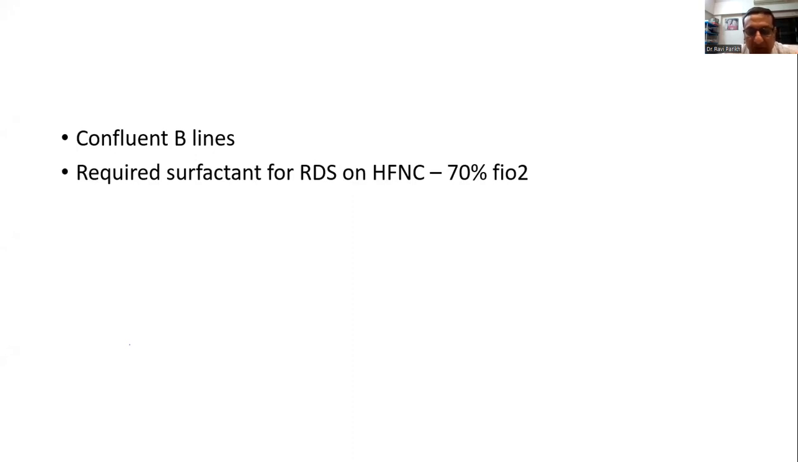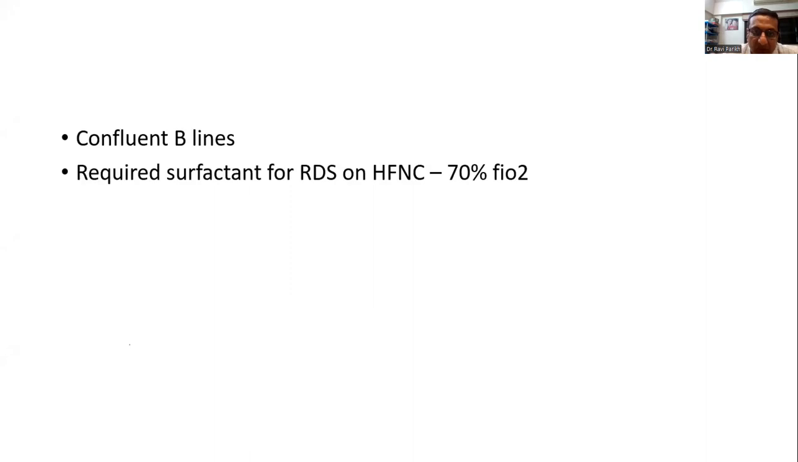Now we are learning about the RDS score, but at present, I could only see from this that this child was sicker than the female. And clinically also, we went up to 70% FiO2. Then we gave the surfactant to this child.